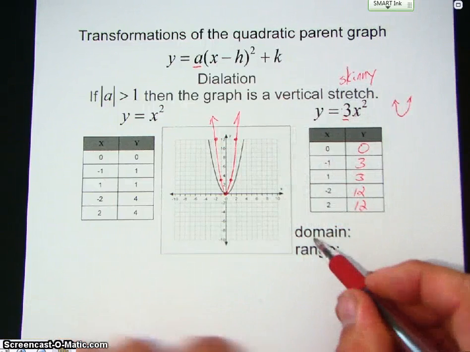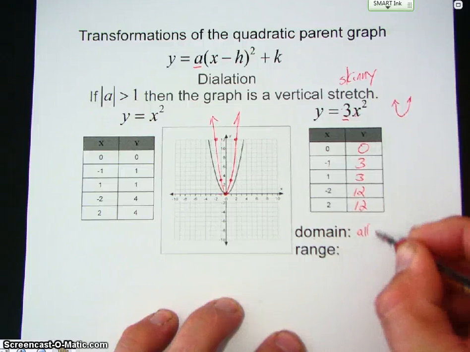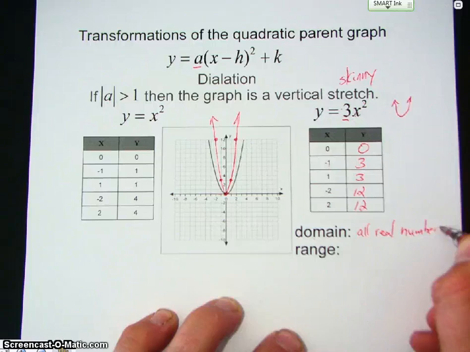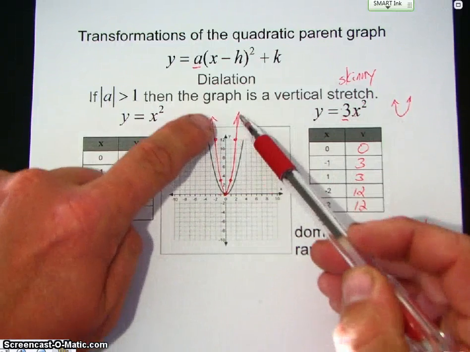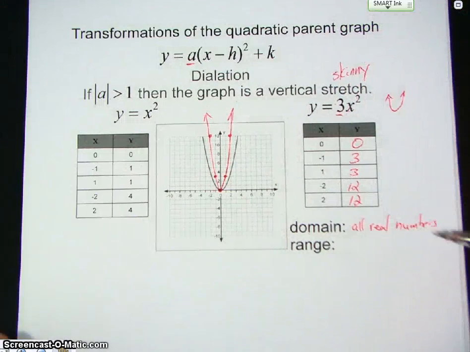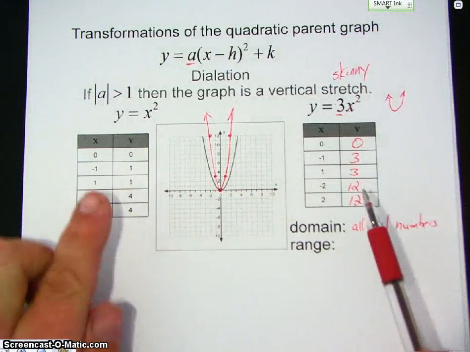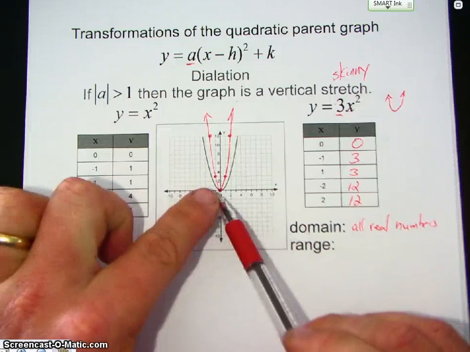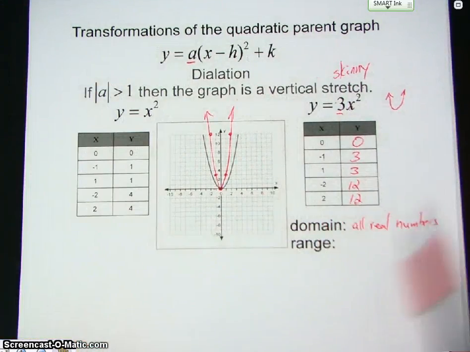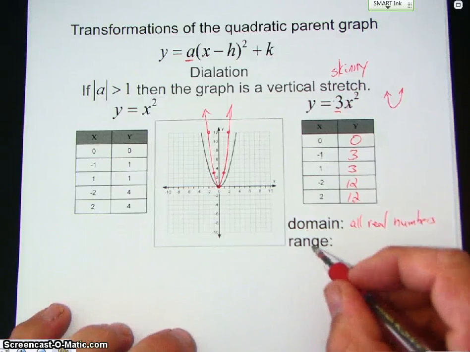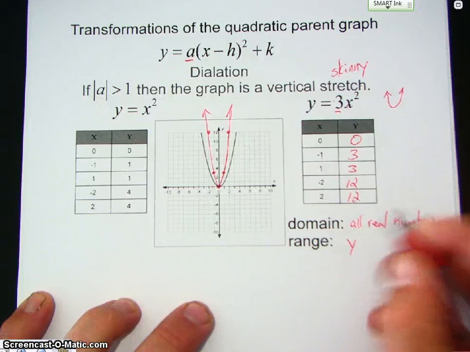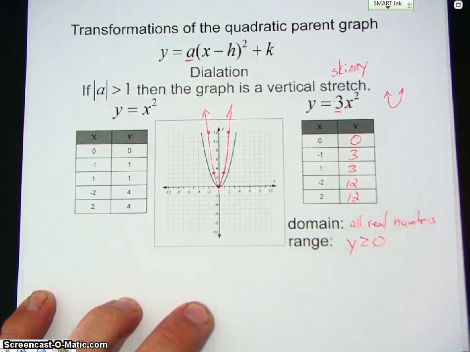Now my domain is still the same: all real numbers. It does get wider as we keep going up. It still keeps getting wider, but it still covers all the x-axis. It doesn't cover as fast as the parent graph, but eventually it does cover all the x values. Range stays the same because it still opens up, so y is still greater than or equal to 0.